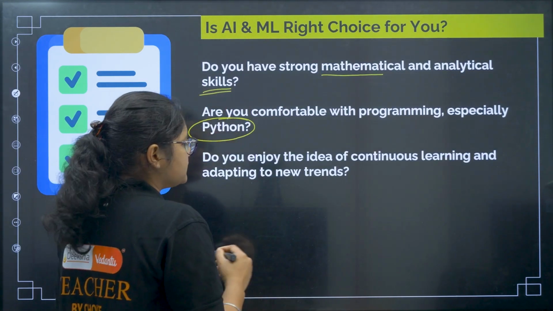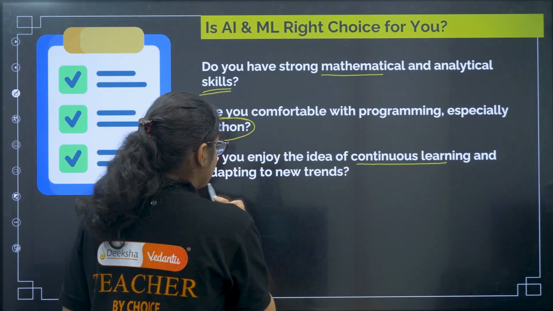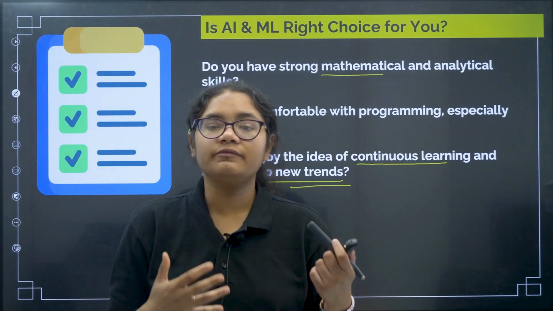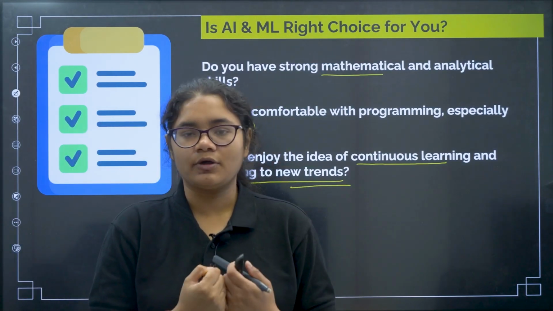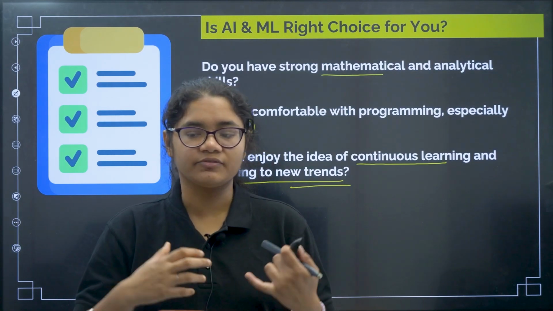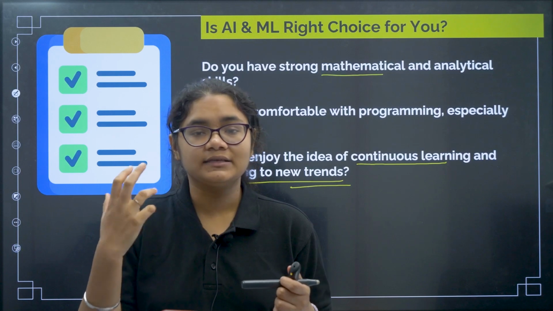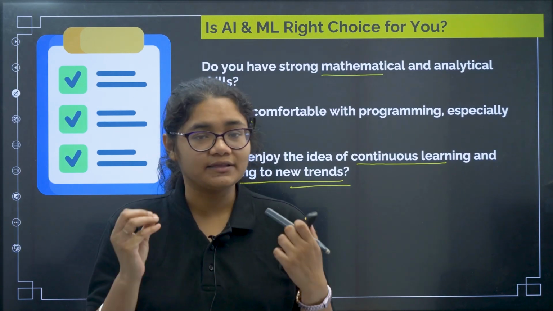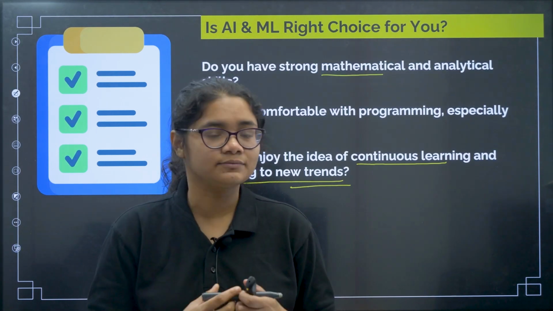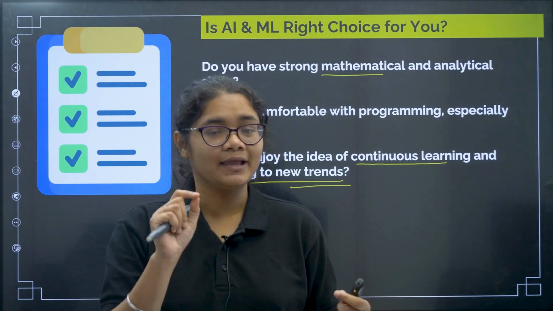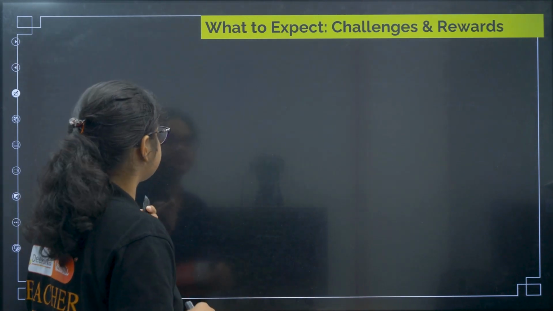Next question: do you enjoy the idea of continuous learning and adapting to new trends? This is very important. As I told you, it is an evolving branch. Every time some new technology will come, some new algorithm will come, some new AI models will come. So you have to be continuously updated and continuously learning. You need to think about whether you enjoy this or you get frustrated with new learnings every time, and then answer.